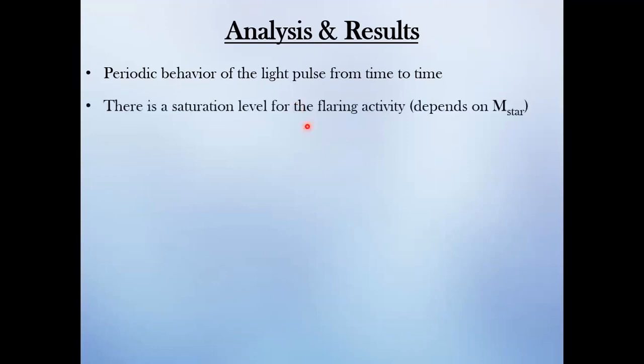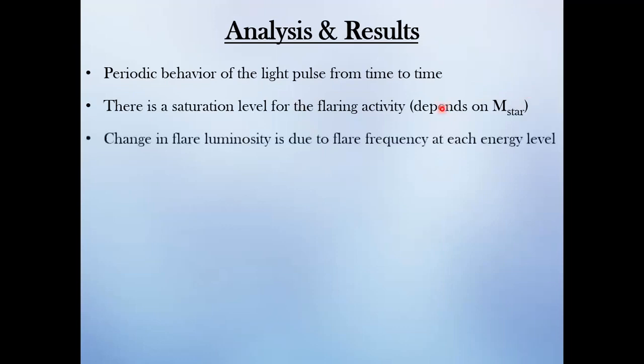There's a saturation level for this flaring activity, the maximum, and it depends on the mass of the star. It does not depend on anything else, but is directly proportional to the mass of the star. So what we do is plot the luminosity curve, and then we find the change in flare luminosity. We find that this change in flare luminosity is due to change in flare frequency at each energy level. So active stars flare more often at every flare energy level.